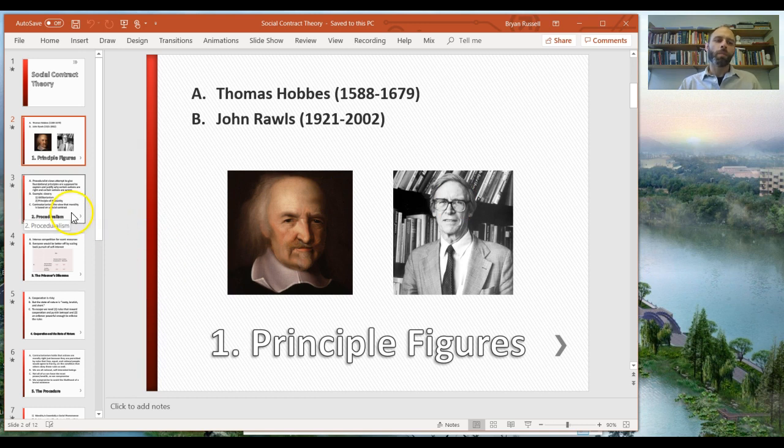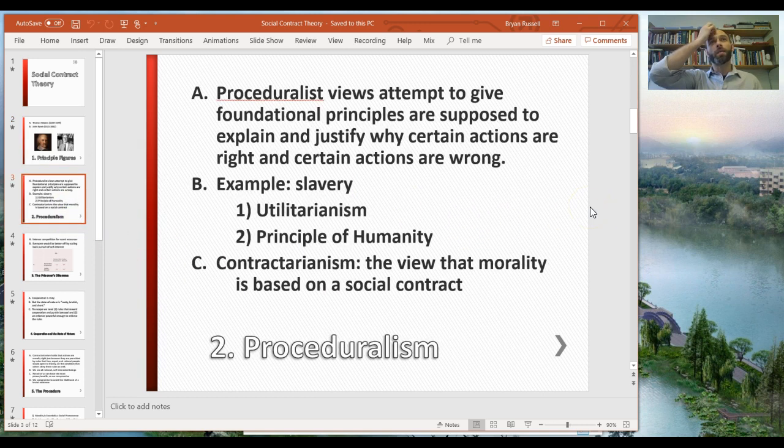than who said what. But before we get into it, let's talk about what social contract theory will aim to give us. So it will aim to give us a procedure for determining if an action is right or wrong. So proceduralist views like social contract theory, like utilitarianism, like deontology, attempt to give foundational principles which are supposed to explain and justify why certain actions are right and why certain actions are wrong. So with consistent application of those principles to cases, we can determine whether or not we should do something, and they explain why we should or should not do it.